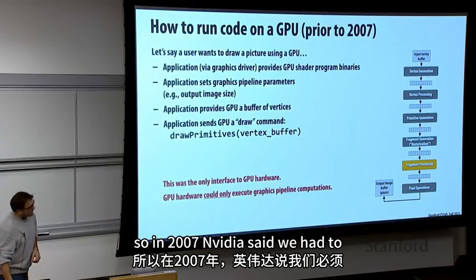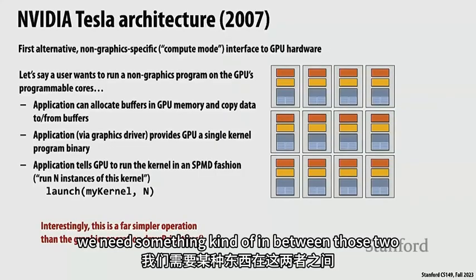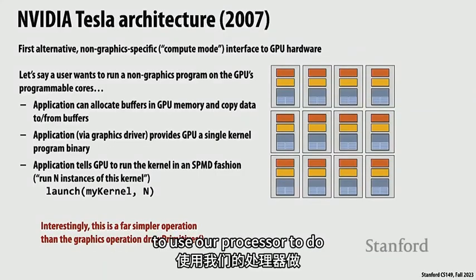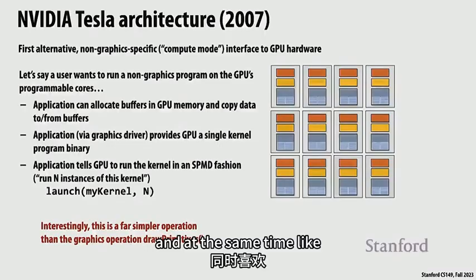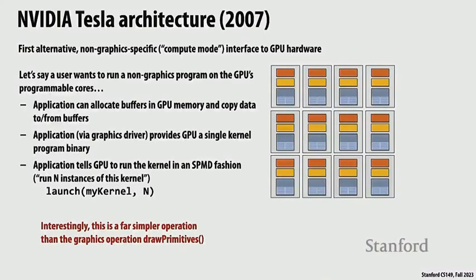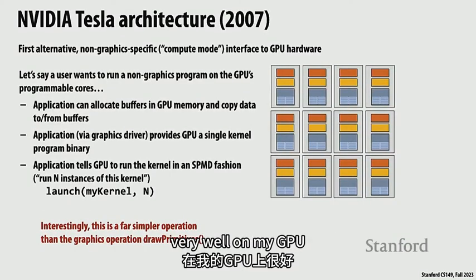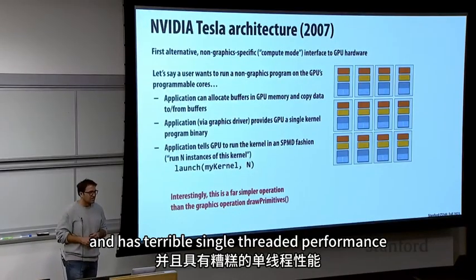So in 2007, NVIDIA said we need something kind of in between those two. It seems stupid to draw triangles to use our processor to do things that have nothing to do with graphics. And at the same time, we don't really want users to create all these different threads, because all these different threads aren't going to run very well on my GPU that has 32-wide SIMD and has terrible single-threaded performance and stuff like that.